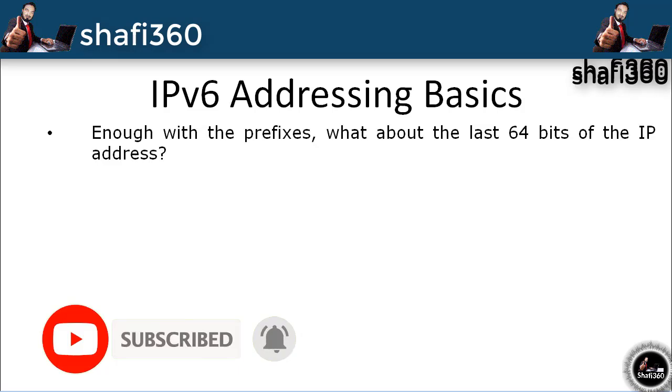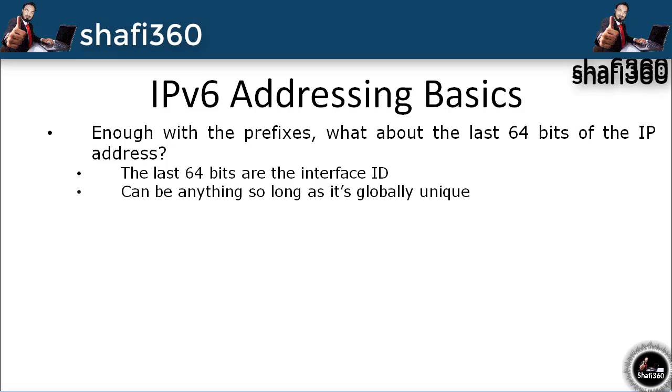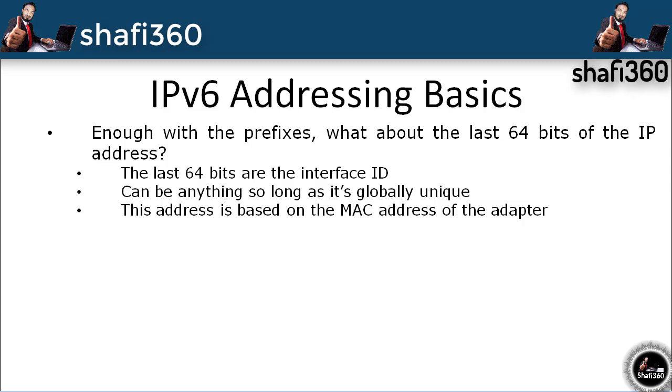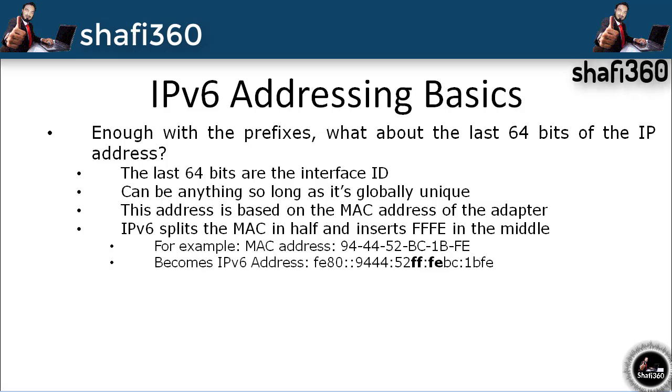So enough with the prefixes. What about the last half of this IP address? You've been hiding it from me, and I've purposely not talked about it because the last 64 bits are the interface ID. It can be anything that you care to assign to it so long as it's globally unique. This address is normally based on the MAC address of the adapter. IPv6 splits the MAC address in half and inserts FFFE in the middle of the MAC address. For example, this particular MAC address that I just pulled out of the air becomes that IPv6 address.